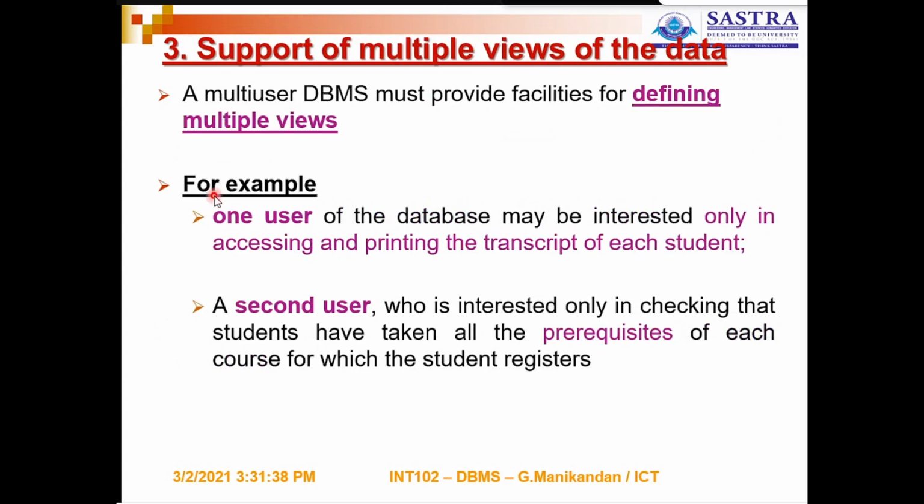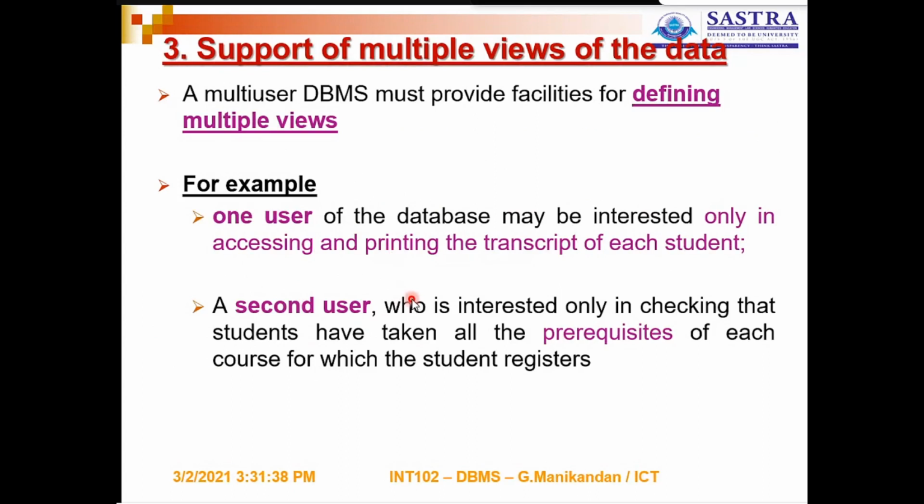Now, for example, with respect to the student table, you are having two users. What is the requirement of the first user? The first user is interested in accessing and printing the transcript or the mark sheet of each and every student. You may have a second user. What is the need of the second user? The second user needs to ensure whether each and every student has completed the prerequisite for a given course. All this information is available in a single table called student.